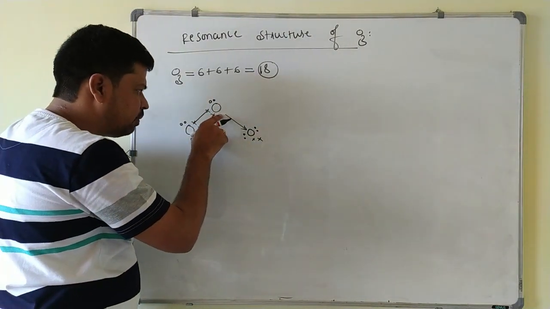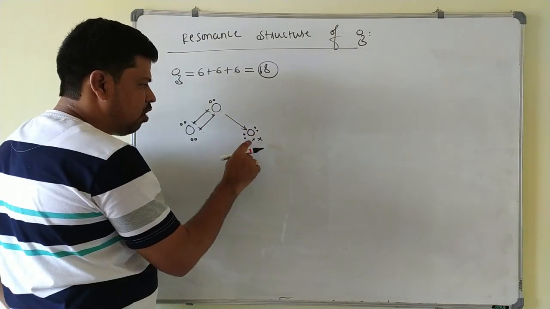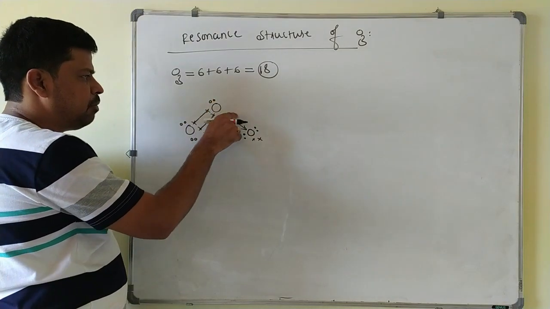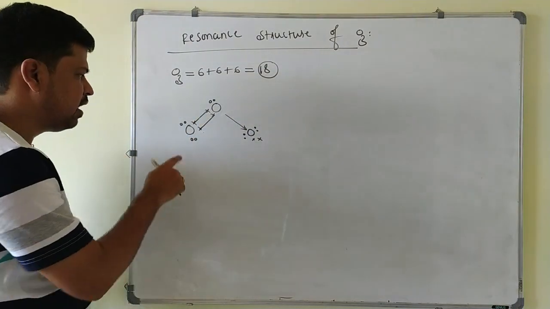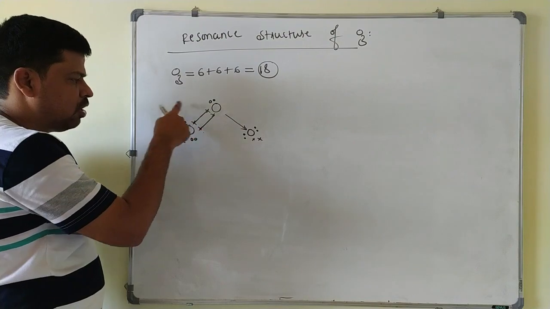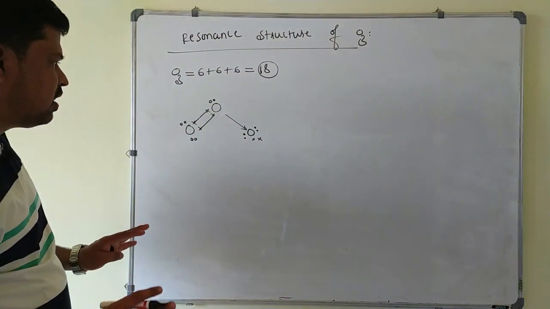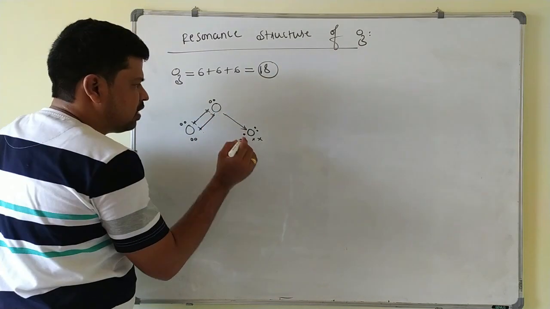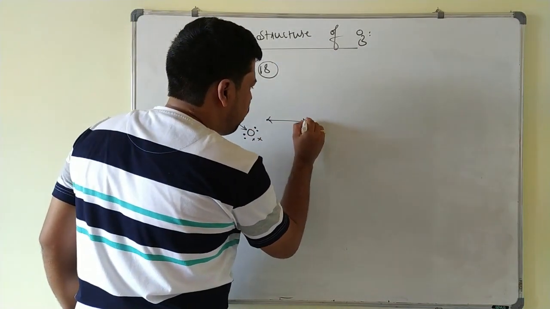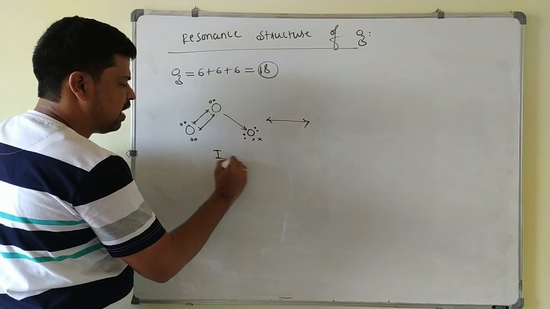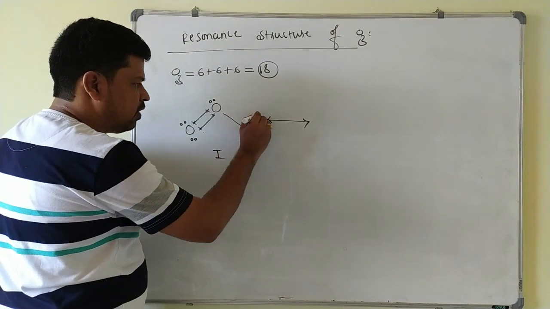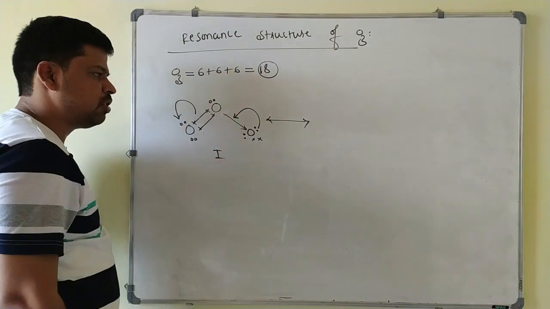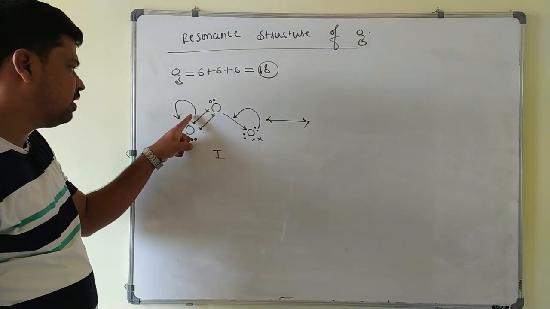So now this oxygen has an octet: 6 electrons plus 1 bond, total 8 electrons. Here it has 3 bonds and 2 electrons, again an octet, and here 4 electrons surrounding 2 bonds, total 8 electrons. All the oxygens are satisfied with octet configuration now. We will write another structure; I will take this as structure 1. You transfer these electrons to the next bond, and the bonded electrons are transferred to the next oxygen. Here you will get a double bond, and this becomes a single bond.